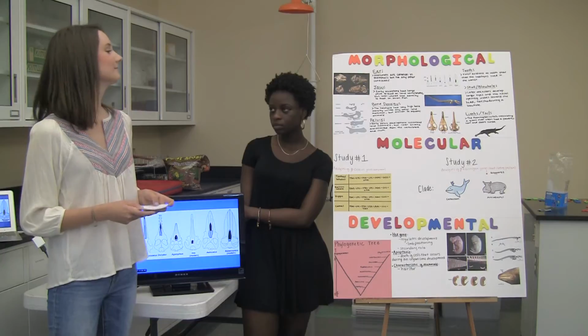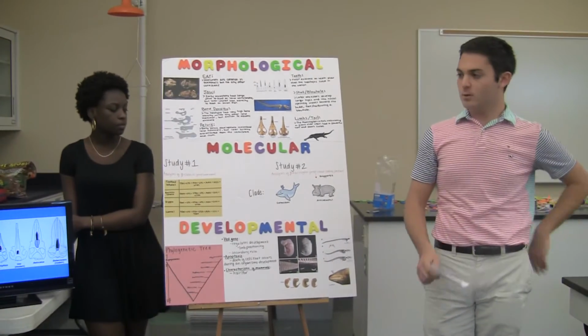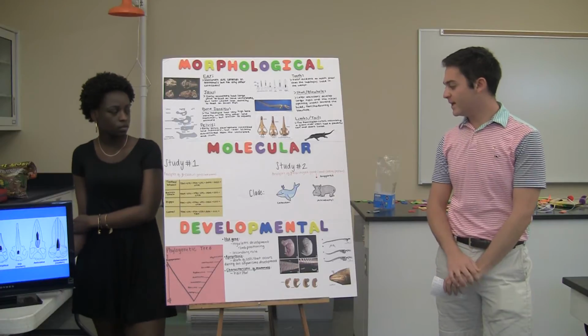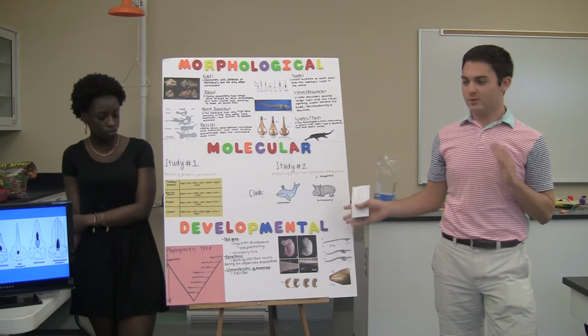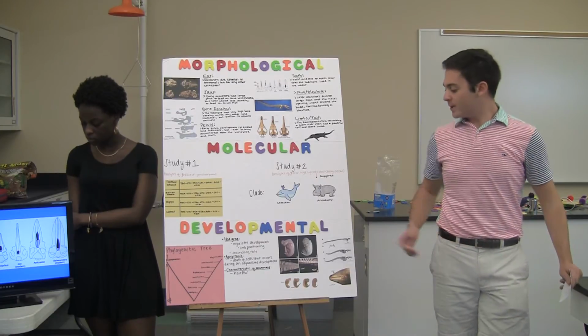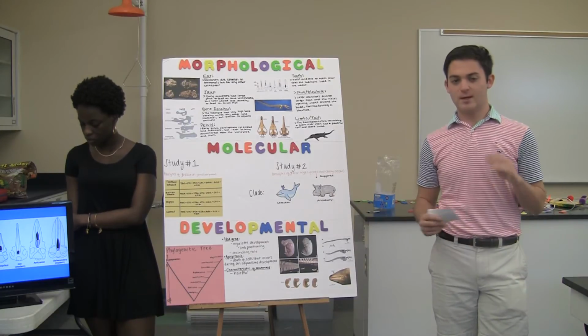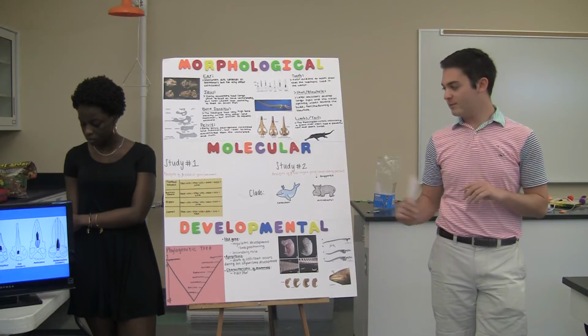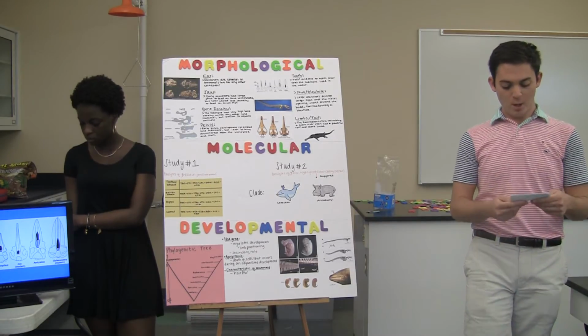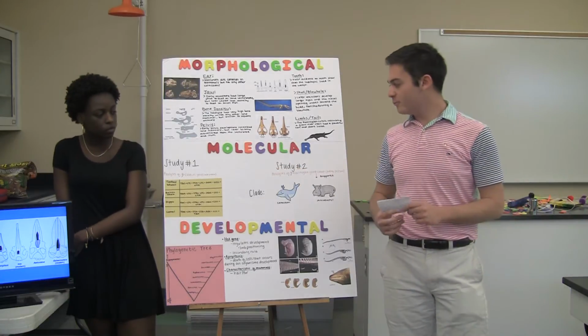Okay, so now I'm going to talk about molecular evidence. The molecular evidence that I found supports the hypothesis about the relationship between whales and currently living terrestrial animals like the hippo. So this is a hypothesis, and the evidence that I'm going to talk about supports it, but it doesn't exactly prove it.